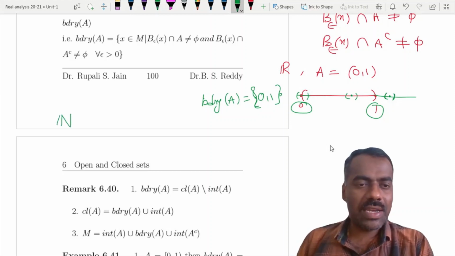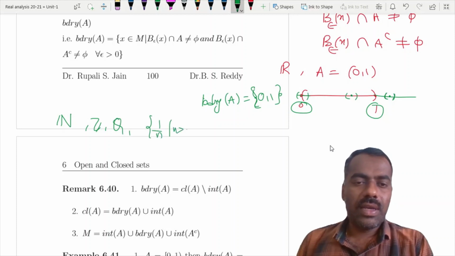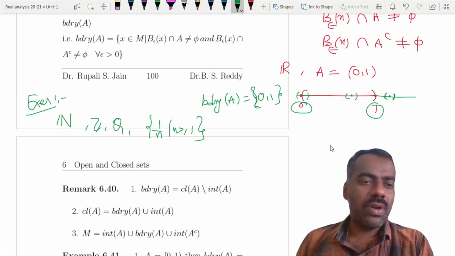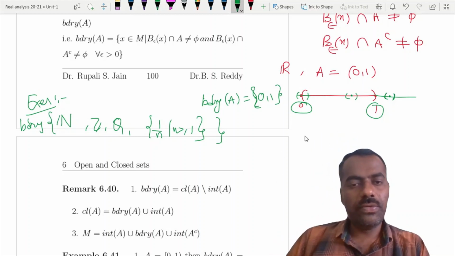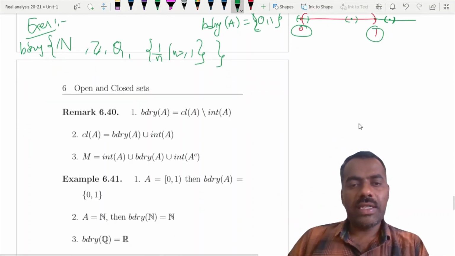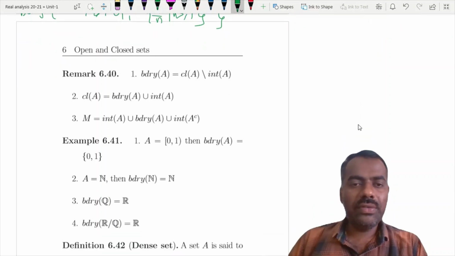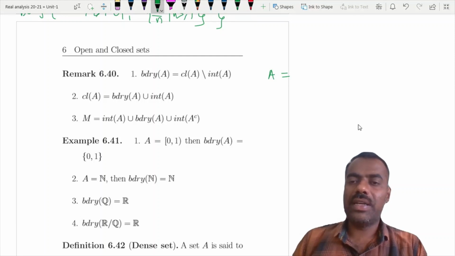You can try to find many more examples. Suppose you take the set of 1/n for n in the natural numbers. The exercise is to find the boundary points of this set. What are the boundary points? Try to find them. Now we can relate this to what we have seen: the boundary of any set is nothing but the closure of A, from which you remove the interior of A.